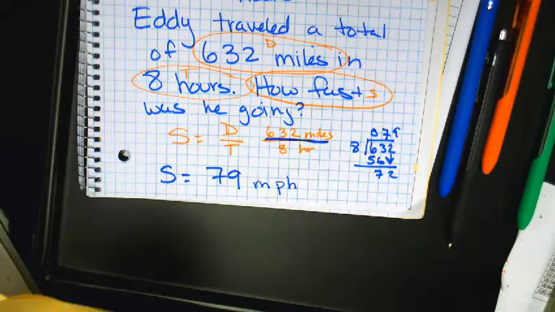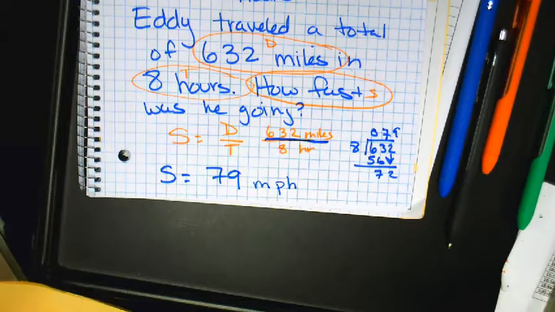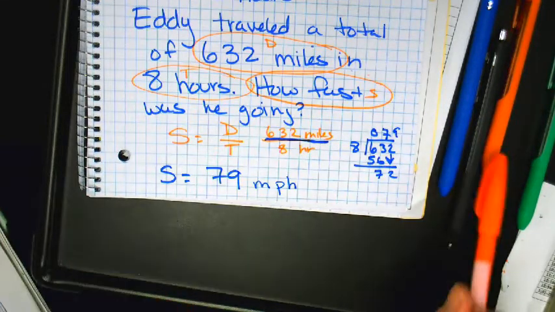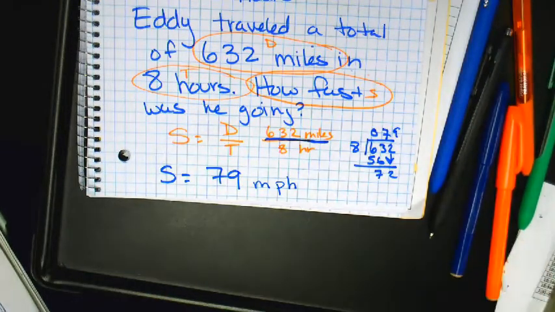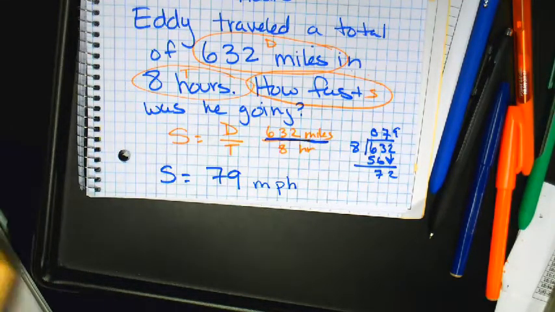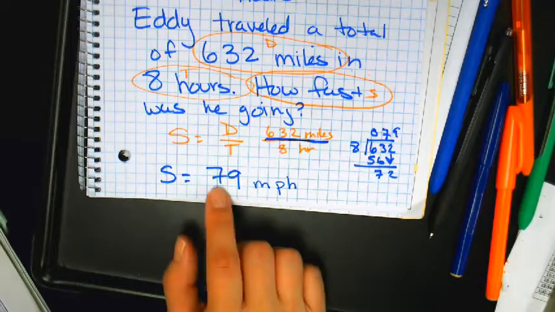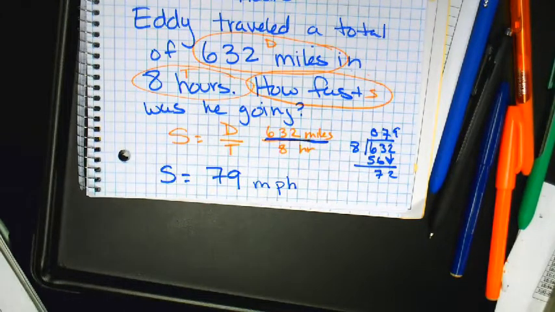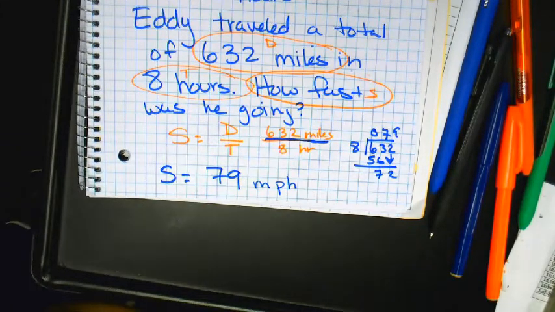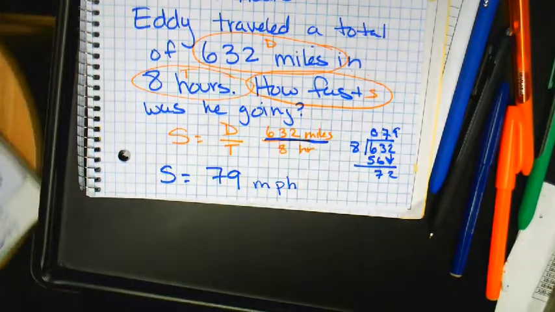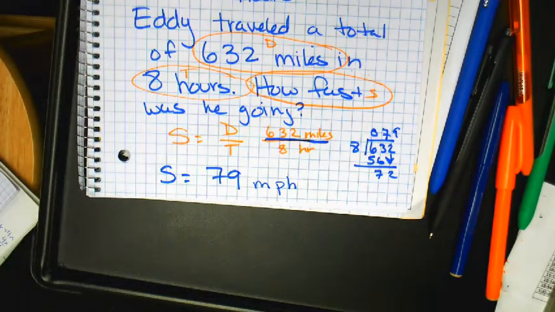Was he going above the speed limit? Yes. Terrible. But what if he's on a jet ski? I don't know how fast jet skis go, actually. Not like 2 miles an hour. What if he's on a jet? Okay, but would a private jet go 79 miles per hour? No. Airplanes go hundreds. Helicopters? All right. Any questions? So we're going to practice.